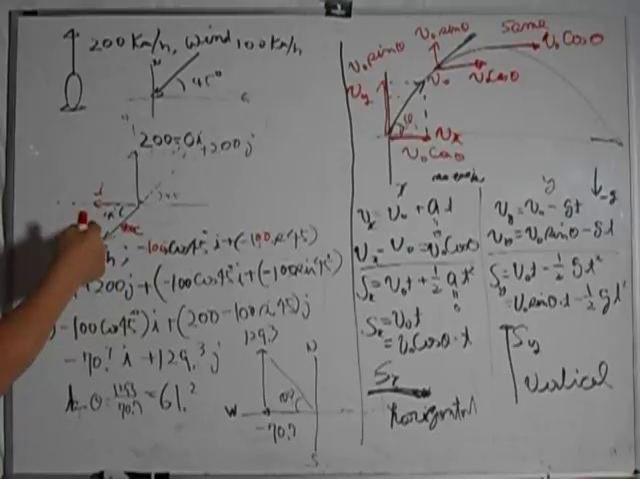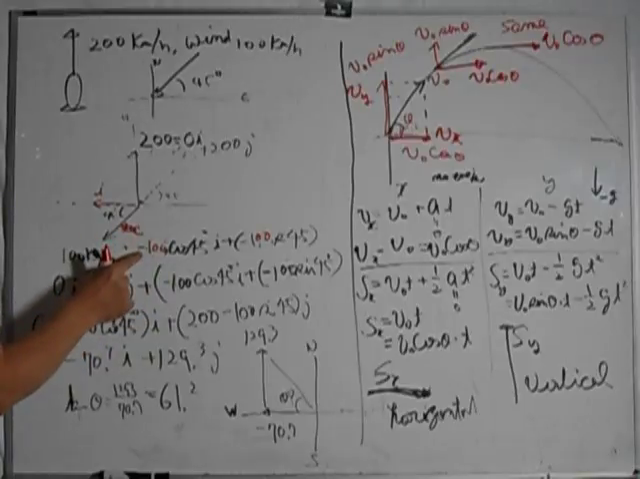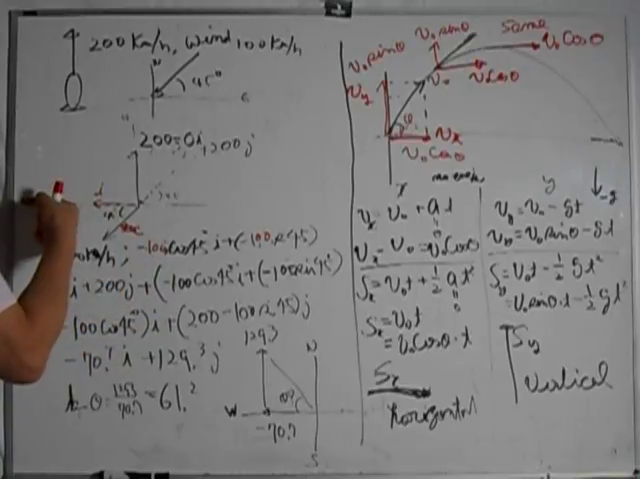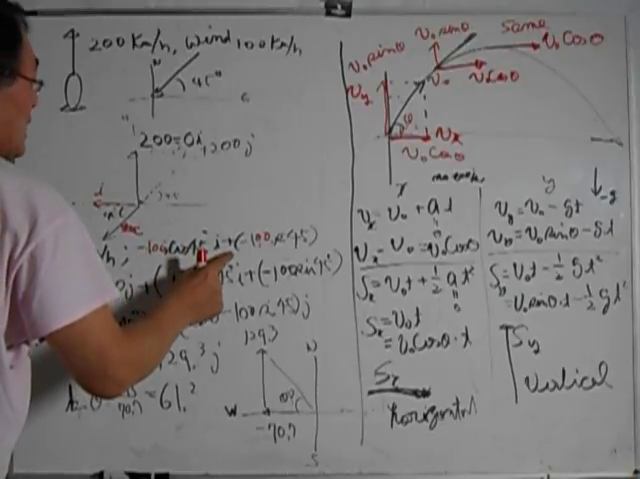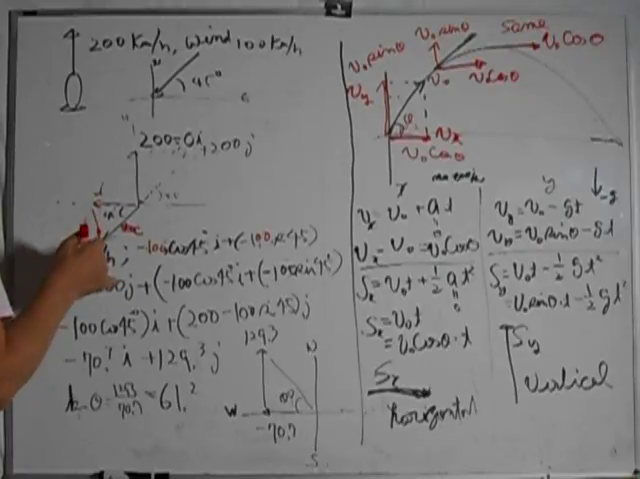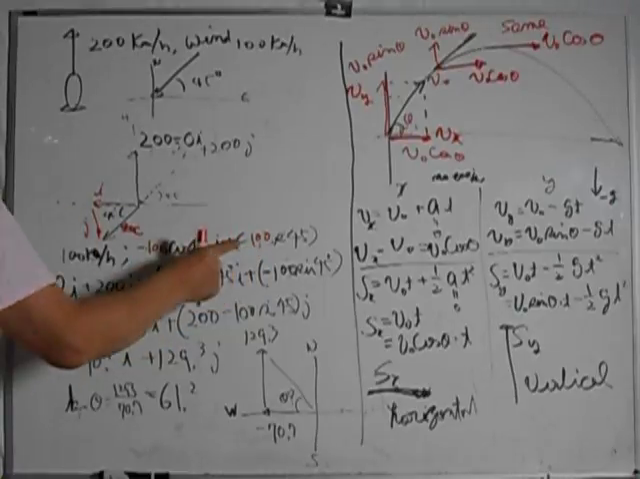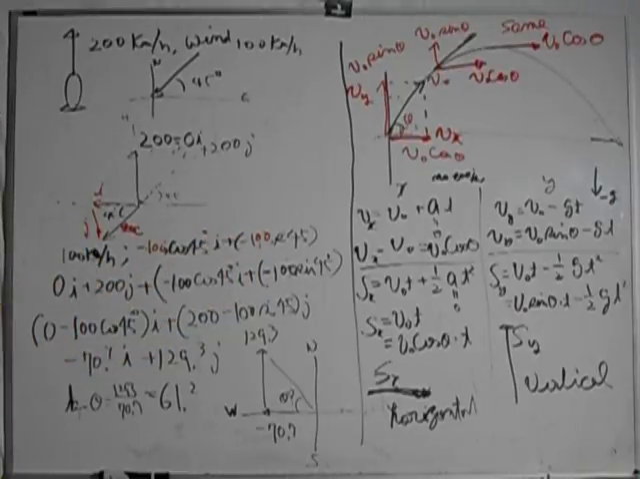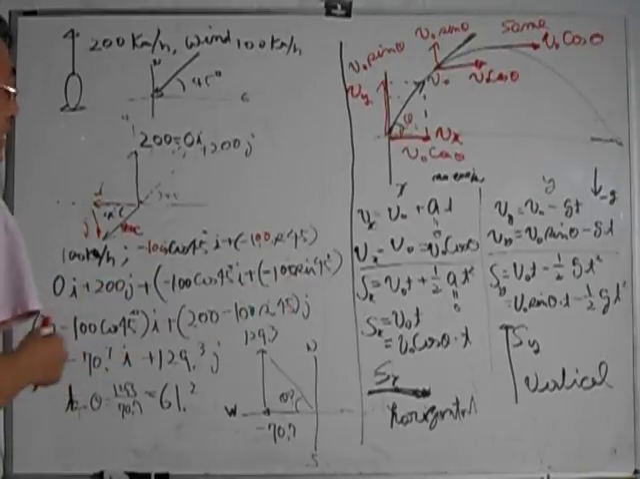So the i direction is cosine 45 times 100, but you have to put a minus right there because of this direction, the left direction. And this direction is the j direction right there. Also, we're going to use sine: sine 45 times minus 100. Make sure it's minus because it's going down. So we're going to add them together: 0i plus the wind direction, the airplane direction plus the wind direction is this.